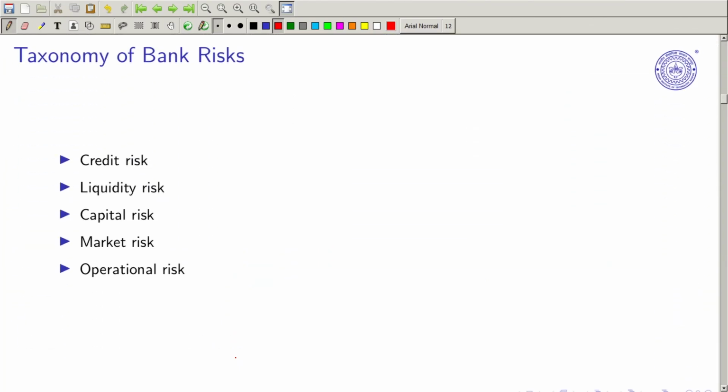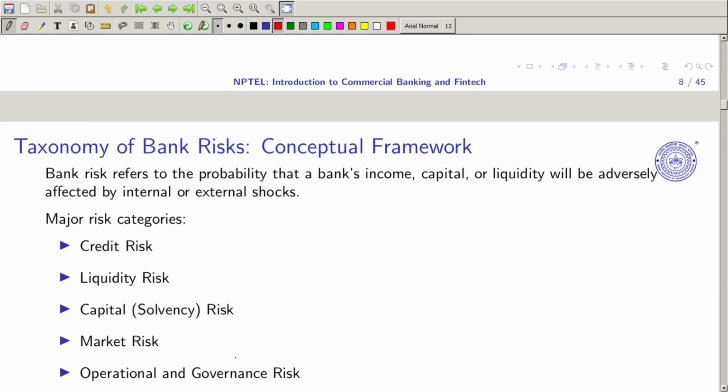Now if I have to get into the banking risk that we often talk about, what is the banking risk? First is the credit risk that we often say, another is the liquidity risk. We'll be getting into each and every detail in further lectures, and we have the capital risk, market risk, and operational risk, which may not be that relevant, but we'll be touching upon operational risk also, right?